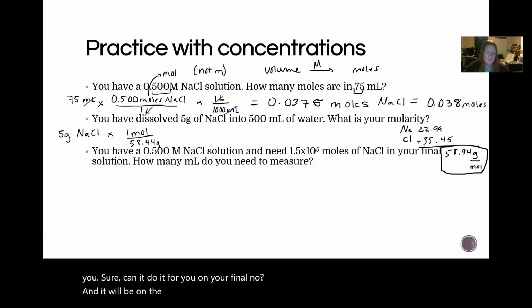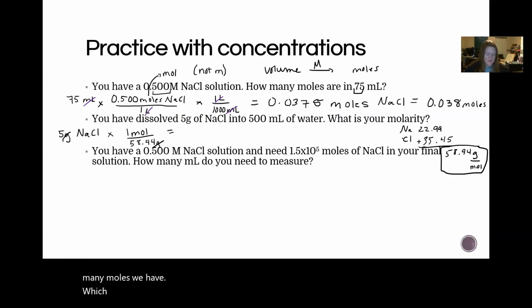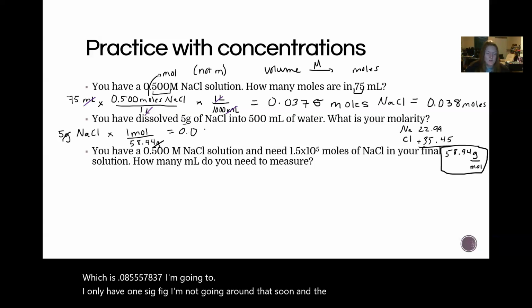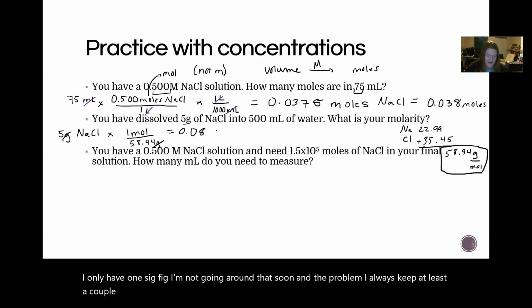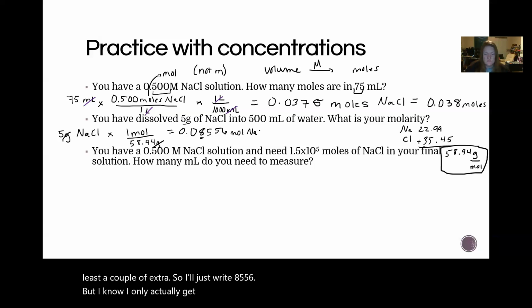All right, so now we have our molecular weight. I flip it over because I want to cancel grams, which is what we're starting with, right? And so this will tell us how many moles we have, which is 0.085557837. I only have 1 sig fig. I am not going to round that soon in the problem. I always keep at least a couple of extras. So I'll just write 856. But I know I only actually get 1 sig fig here.